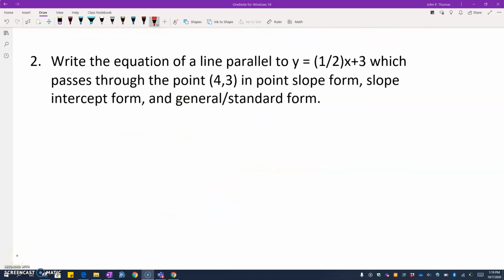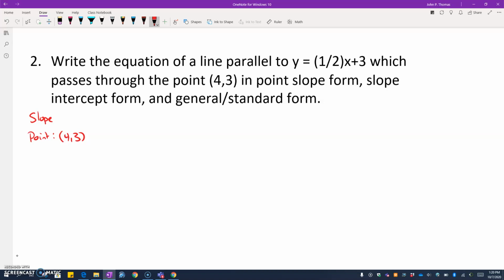All right, taking a look at the second problem. So this one says write an equation of a line parallel to y equals 1/2 x plus 3, which passes through the given point. So just like the last one, we need a slope and a point. All right, so the point was easy. They gave that to us explicitly at 4, 3. We didn't have to make any choices. We've got one point. That's the one we have to choose.